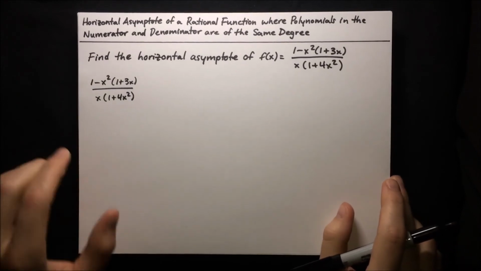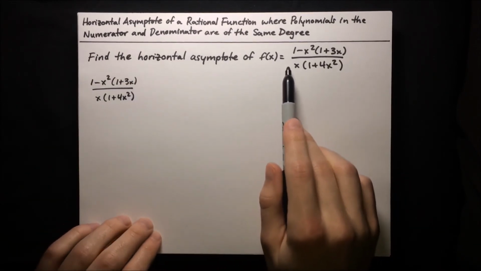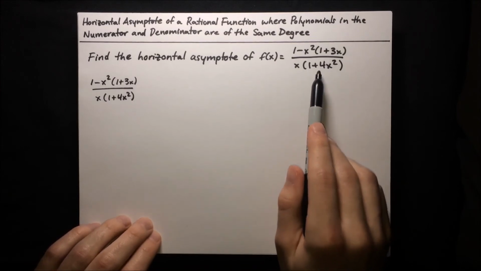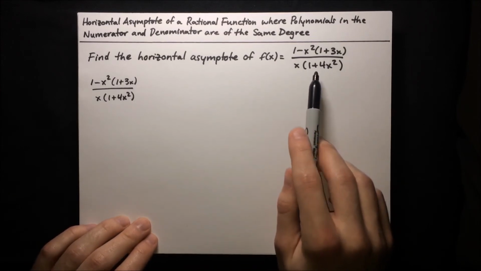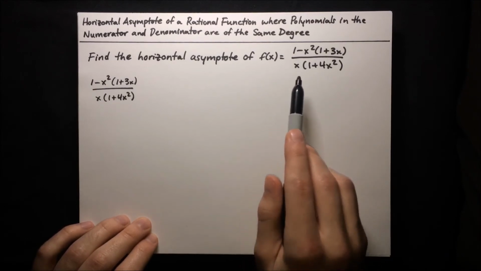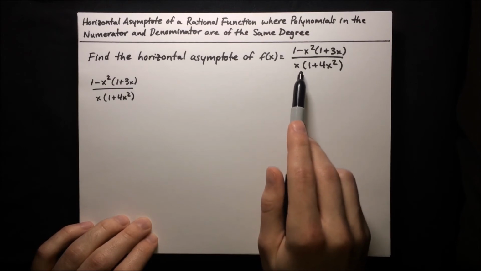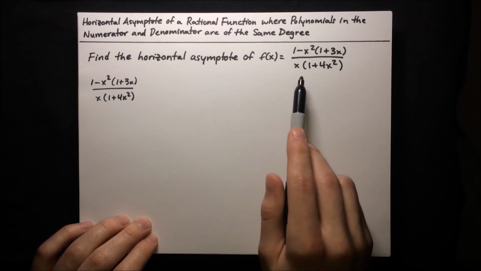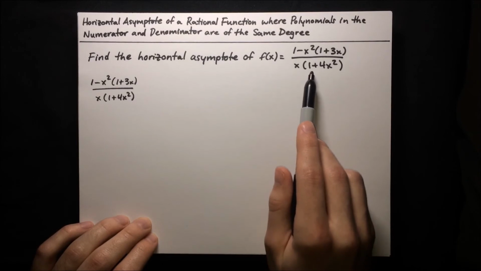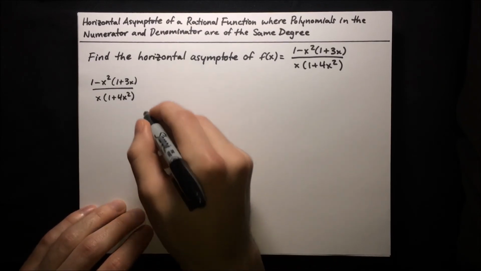Here's the final example. We want to find the horizontal asymptote of a function which is a little bit more complicated than we've been dealing with, but the process is going to be the same. We still want to start off by finding the leading order term of the denominator, but in order to do that on this expression, we're going to have to simplify things a bit, because it's not very clear off the bat what the leading order term is. We're going to have to multiply things out. So let's go ahead and do that.